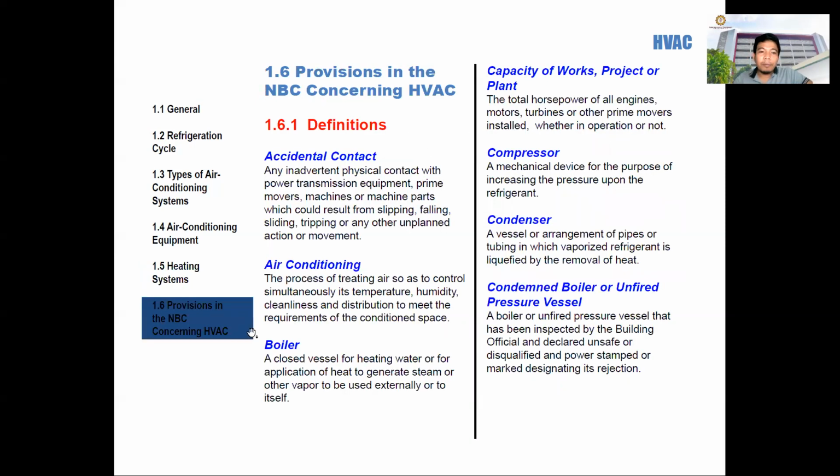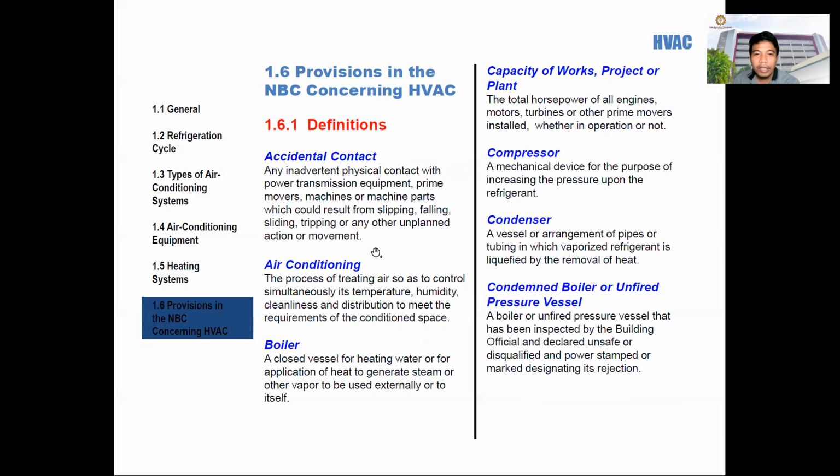Okay, now let's have the provisions from the National Building Code concerning the HVAC, or the heating, ventilation, and air conditioning. So for the definition used in the provision, you have the accidental contact. So any inadvertent physical contact with power transmission equipment, prime movers, machines, or machine parts which could result from slipping, falling, sliding, tripping, or any other unplanned action or movement.